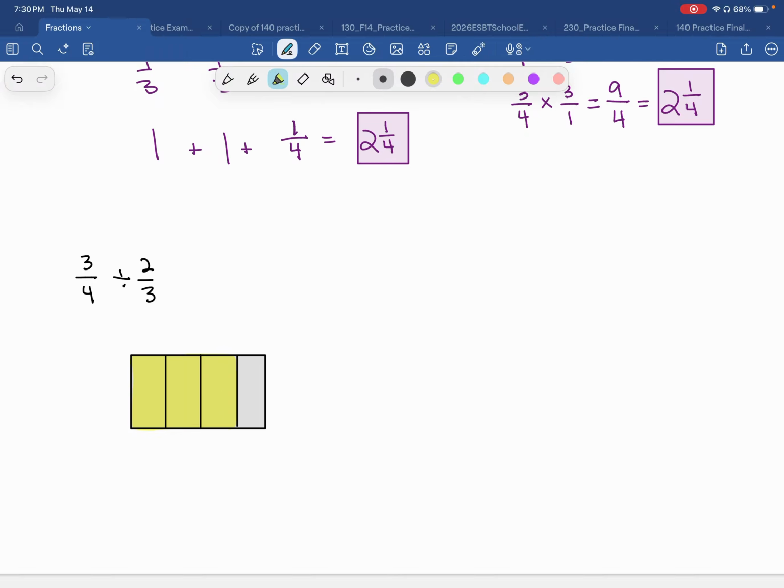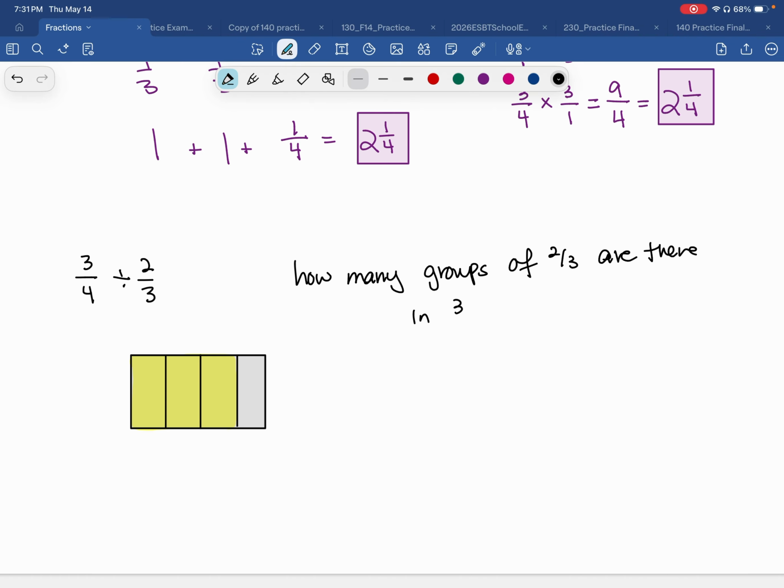All right, so there's 3/4. And we want to know how many groups of 2/3 are there in 3/4?